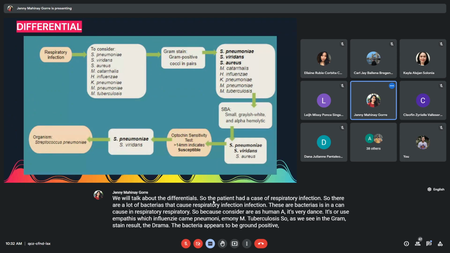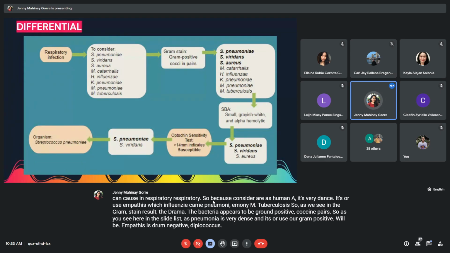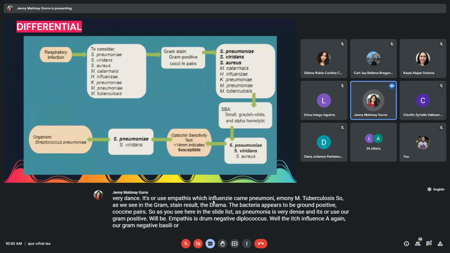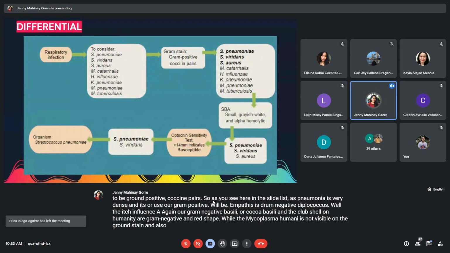As we see in the gram stain result, the bacteria appear to be gram-positive cocci in pairs. As you see here in the slide, S. pneumoniae, S. viridans, and S. aureus are gram-positive, while M. catarrhalis is a gram-negative diplococcus, H. influenzae are gram-negative bacilli or coccobacilli, and Klebsiella pneumoniae are gram-negative and rod-shaped. Mycoplasma pneumoniae is not visible on the gram stain, and M. tuberculosis is weakly gram-positive and rod-shaped.